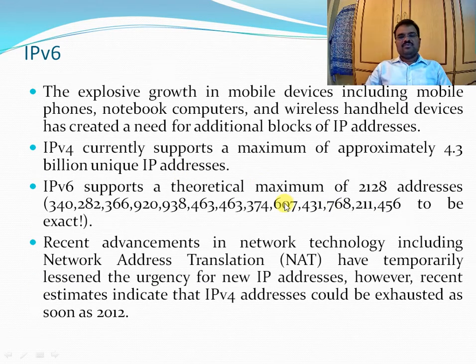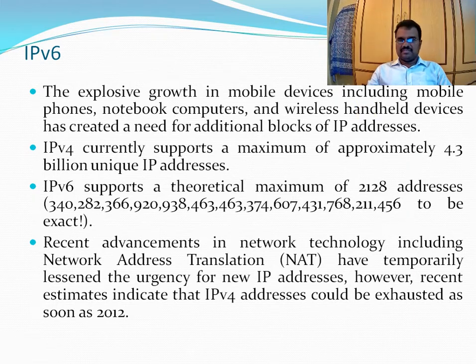The explosive growth in mobile devices, including mobile phones, notebook computers, and wireless handheld devices, has created a need for additional blocks of IP addresses. This is the most important factor for developing IP version 6, because there is rapid growth in mobile devices, including mobile phones, notebook and laptop computers, and wireless handheld devices, creating a need for additional blocks of addresses.